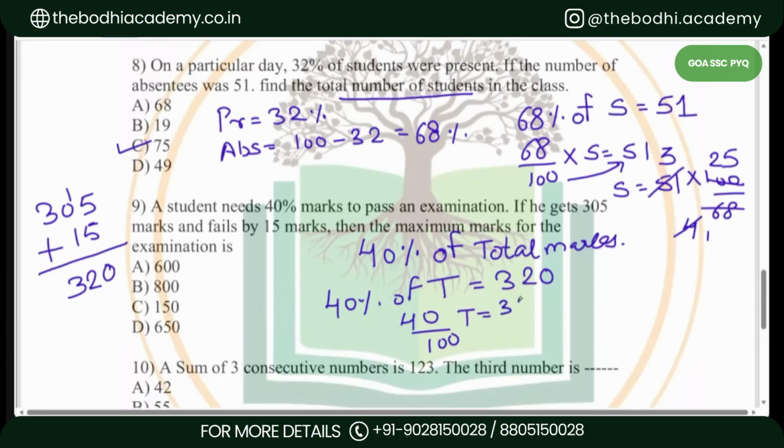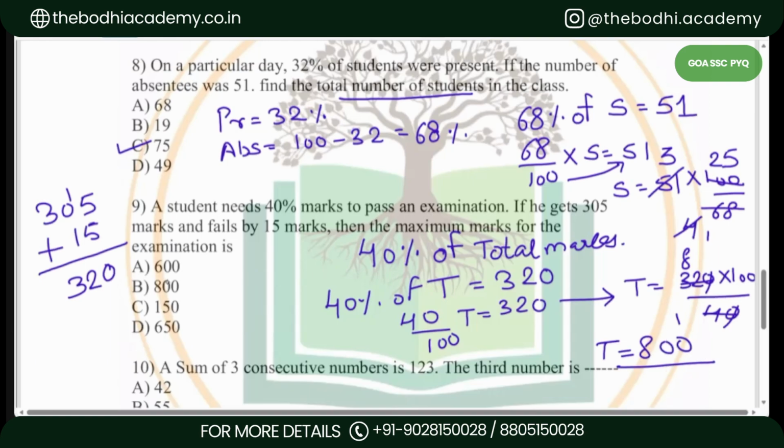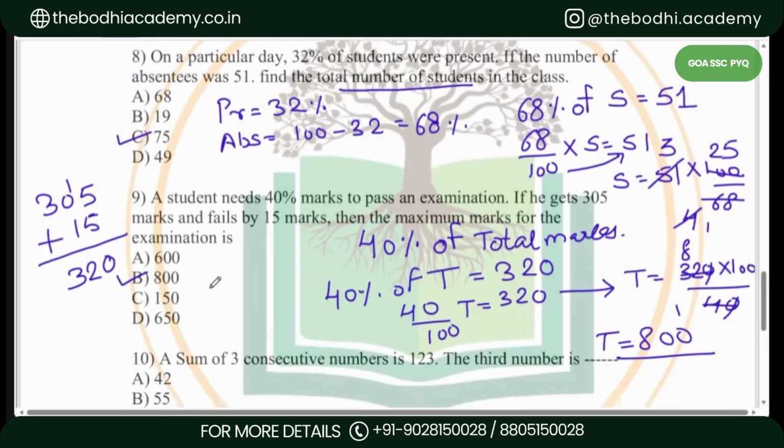40/100 times T is equal to 320, so T is equal to 320, 100 goes on top, 40 comes down. Zero cancels, 4 ones are 4, 4 eights are 32, so 8 into 100, T is equal to 800. Total number of marks is 800. This is how we solve all these questions. Let us move ahead.